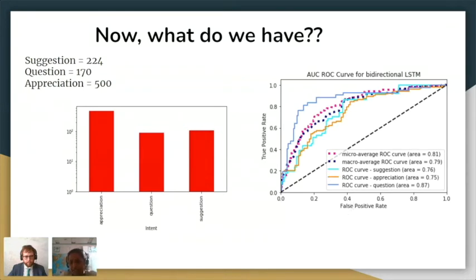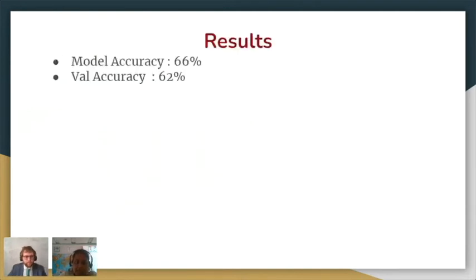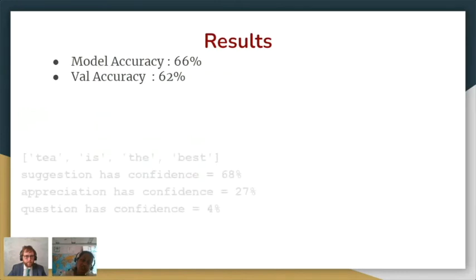Here I have various metrics for either a single label or a combination of labels as well. And you see that most of them are on the far left, which tells me that the model is behaving the way we want it to behave. In terms of results, you have a model accuracy of 66% and a validation accuracy of 62%.